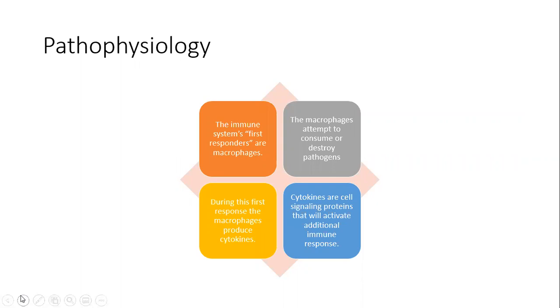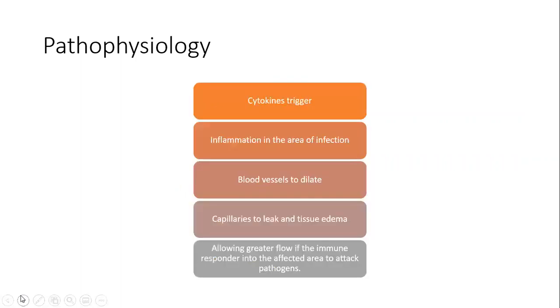The immune system's first responders are the macrophages. Macrophages attempt to consume or destroy the pathogens. During the first response, the macrophages produce cytokines. These cytokines are cell-signaling proteins that will activate an additional immune response. The cytokines trigger inflammation in the area of infection. The blood vessels dilate, the capillaries leak, and this causes tissue edema. This allows for greater flow of the immune responders to the affected area to attack the pathogens. That's how our body is working to fight the infection.